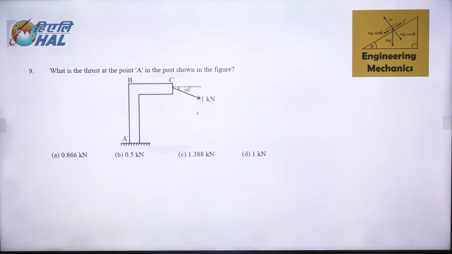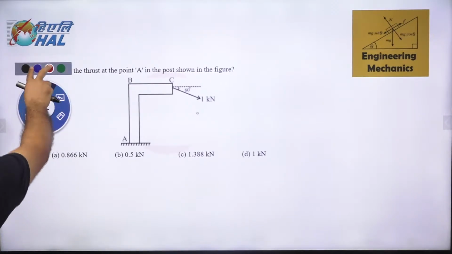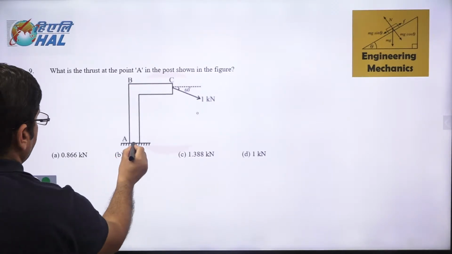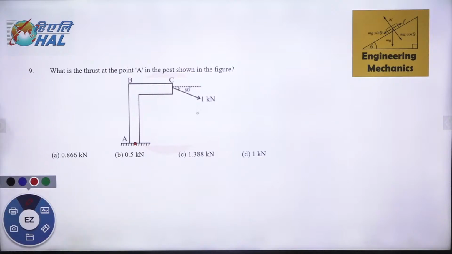Okay, so now this question, please find out. I have two questions to ask you. There is a truss, some links are given like this, and a force of 1 kilonewton is acting at 60 degrees. You have to find out what is the thrust acting at point A. Number one, what is the thrust acting at point A? And what is the moment? If you can find out what is the moment and what is the thrust acting at point A.